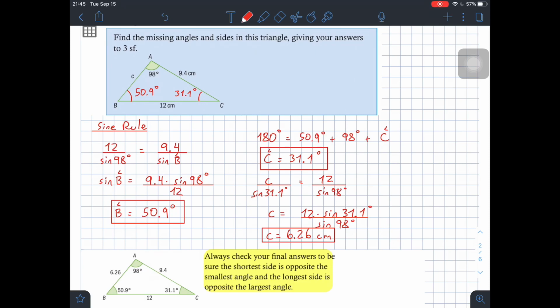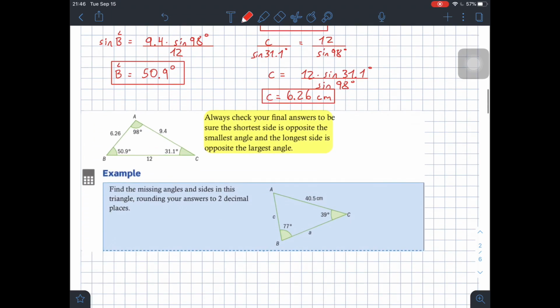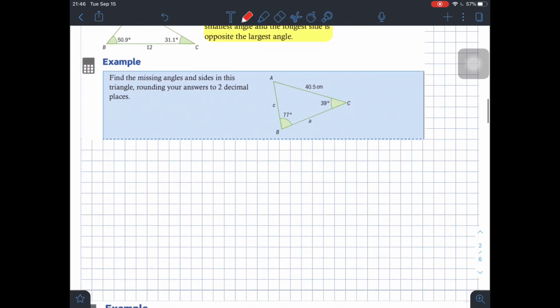If you get, for example, this side as the largest one, then you should automatically recognize that something must be wrong, okay? So that's a quick way to check your result. Now let's move on to this example.